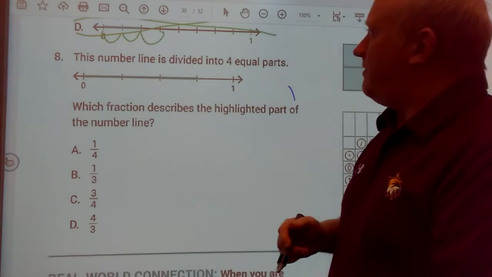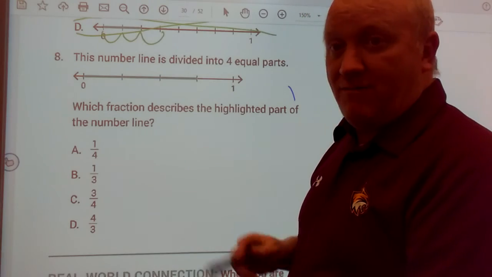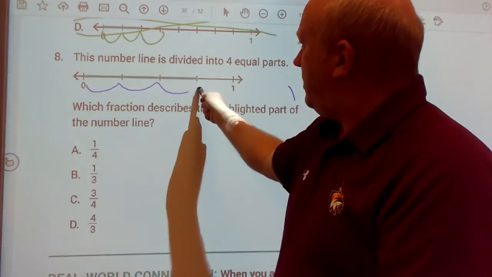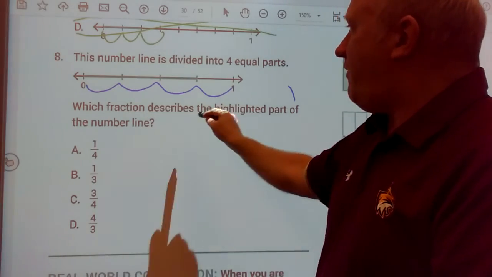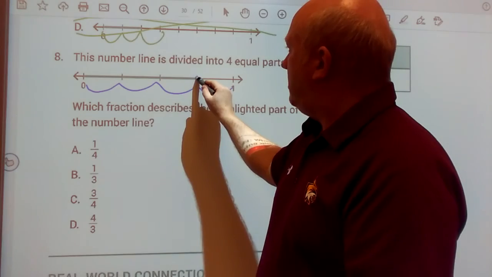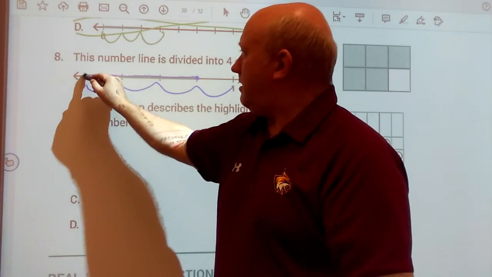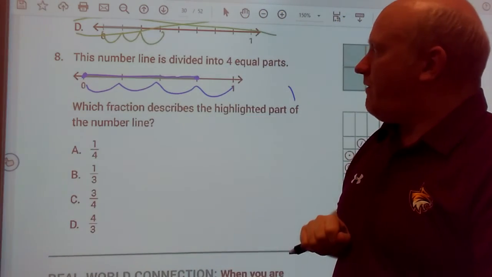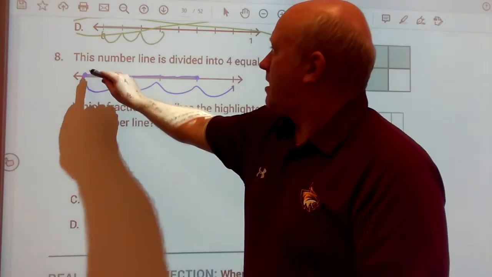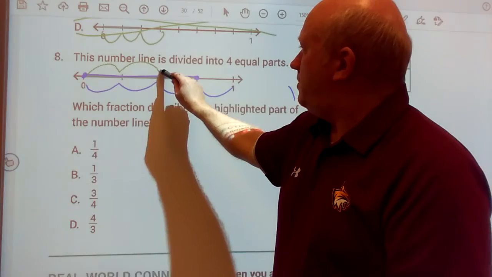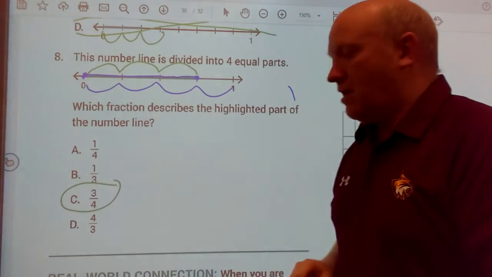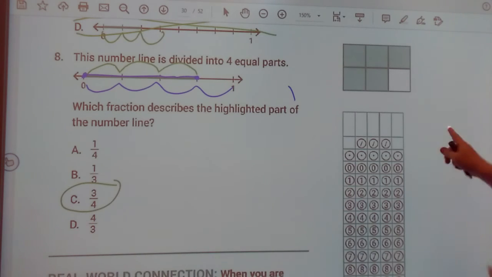This number line is divided into 4 equal parts. Okay, 4 equal parts. 1, 2, 3, 4. There's my 4 equal parts. Which fraction describes the highlighted part of this line? So my line is from here to here. So what fraction represents that? Well, let's count, shall we? 1, 2, 3. 3. 3/4.